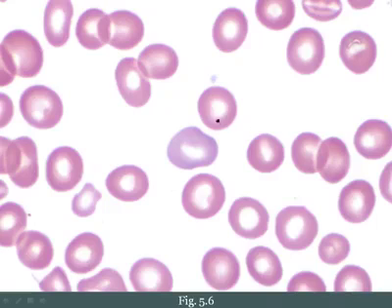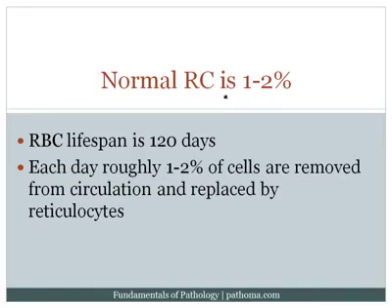Here's a red blood cell smear, and you can see that there is this one cell that's just a tad larger than the others, and that has this bluish hue to its cytoplasm. And again, the bluish hue is due to the presence of RNA within the cytoplasm. It's important to know why the reticulocyte looks blue. Now, normally, the reticulocyte count in the peripheral blood smear is about 1 to 2%. Each day, about 1 to 2% of cells are removed from the circulation and replaced by reticulocytes.